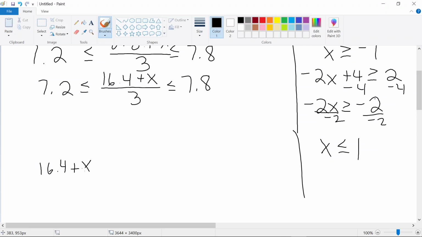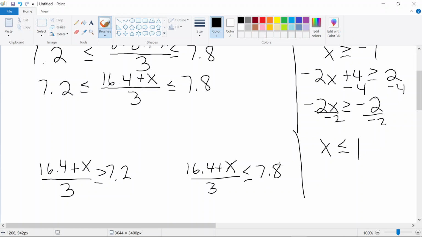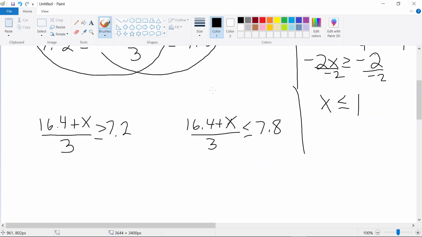Here's separately. 16.4 plus x divided by 3 is greater than or equal to 7.2. And then 16.4 plus x divided by 3 is less than or equal to 7.8. I've just separated them. This is 1, and then this is the other. Now, the answer choices have them all together, so I'm going to have to put them together at the end.